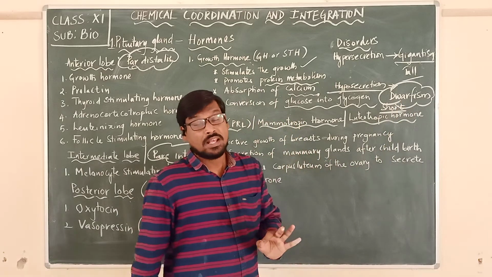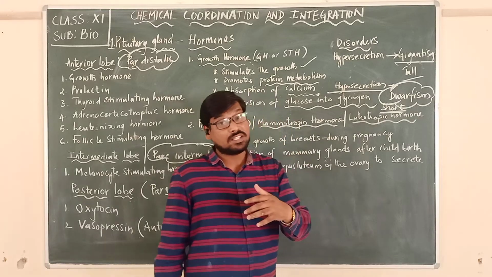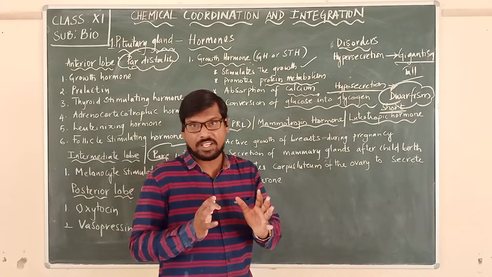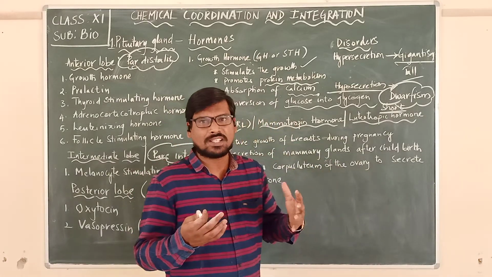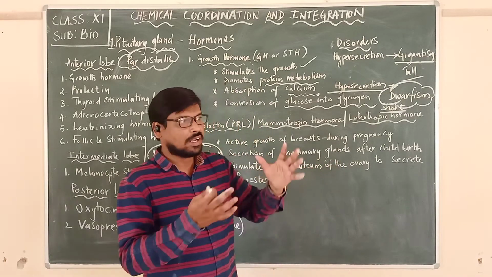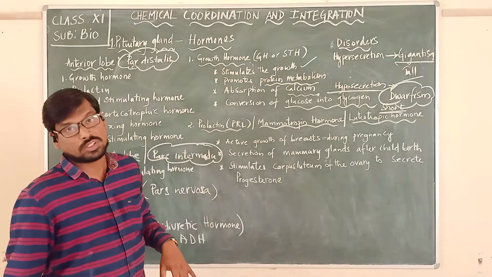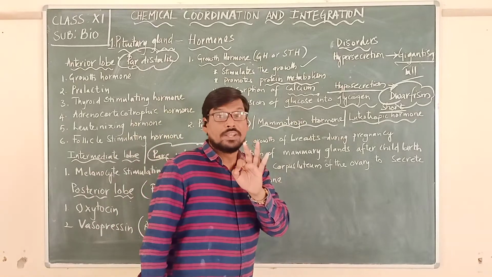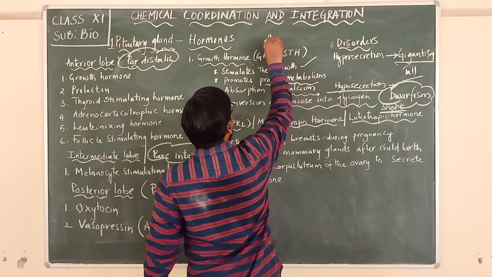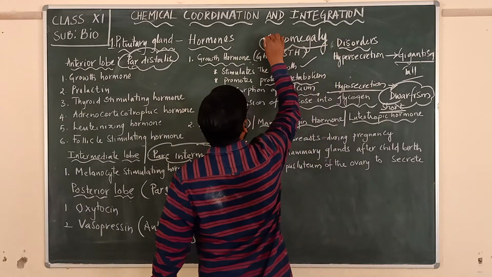But apart from this, there is also another disorder which is unnoticeable. We cannot notice it clearly, you cannot see the defects clearly. It is because of oversecretion of growth hormone. This is specially seen in the adults, where it leads to a disorder called acromegaly in the adults.